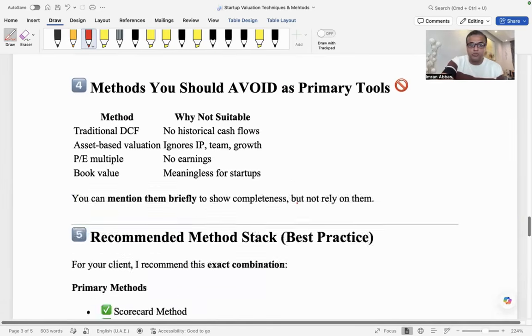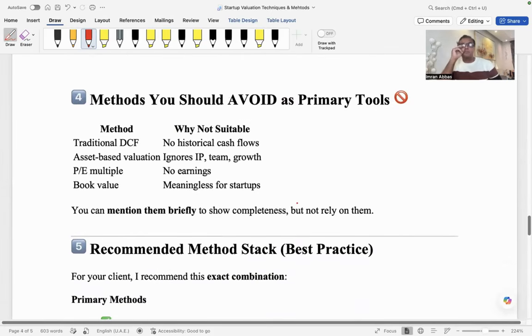Fine. So now we need to decide which method would be suitable for what, which means we need to categorize them. Traditional DCF is not suitable if you don't have historical cash flows. If you have them, then it would be applicable. Next is asset-based valuation. It ignores IP, intellectual property, team, or growth, so it would not be applicable.